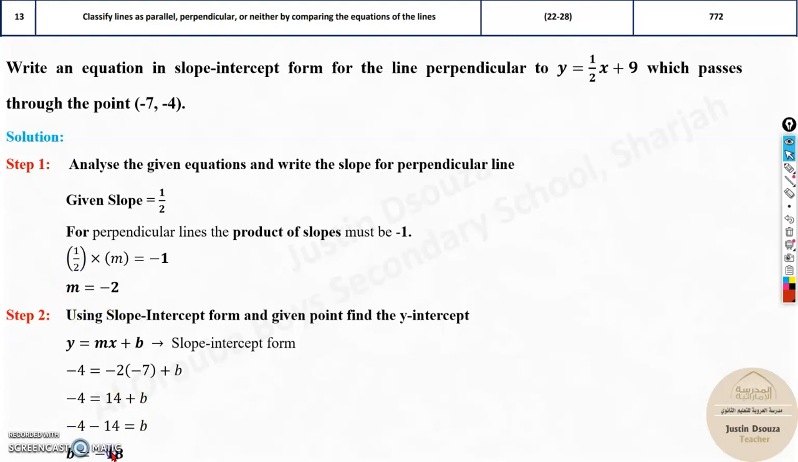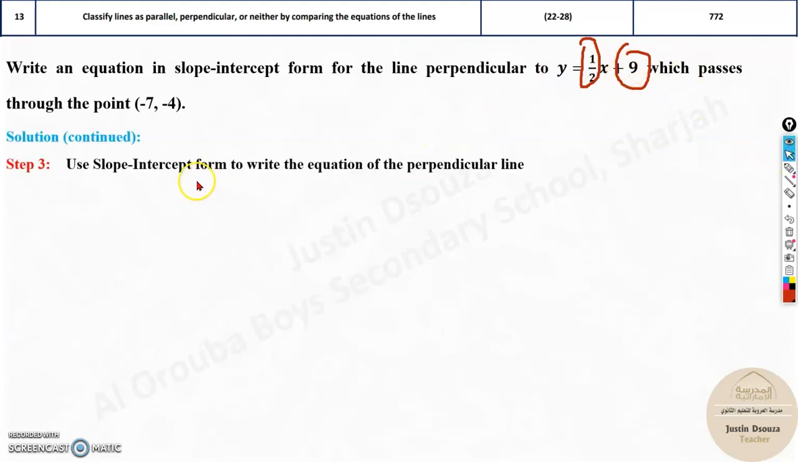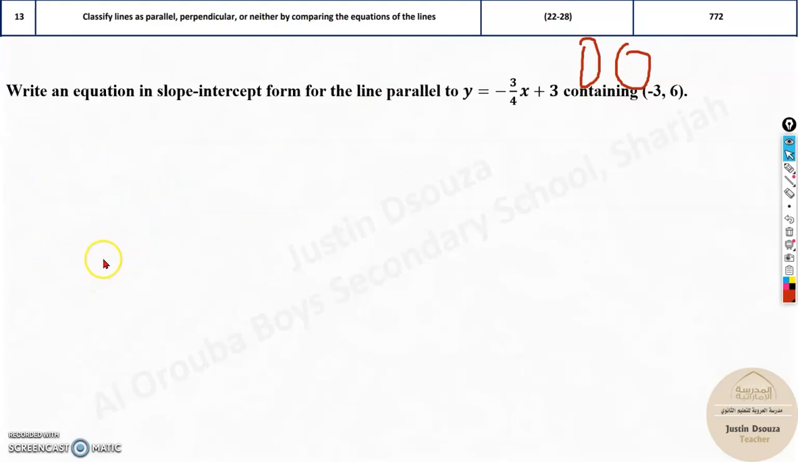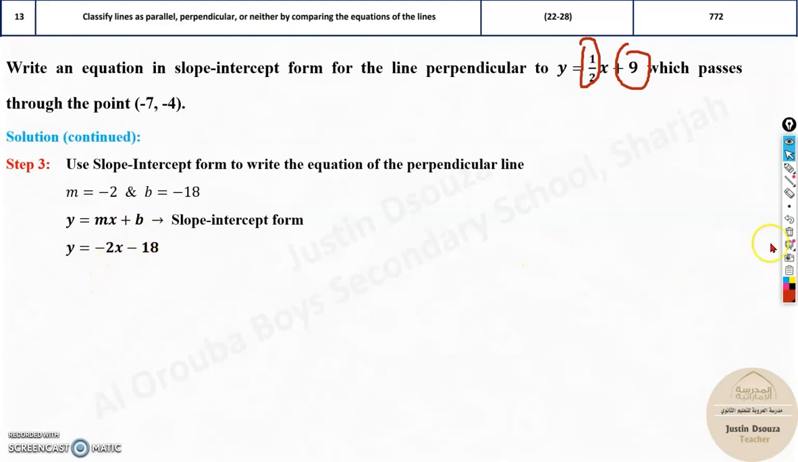We got the slope, we got the intercept. Now you can write the equation. See, the slope is known, the intercept is known. Just write y is equal to the slope x plus the intercept. Now use the slope intercept form again. We know m and b for the perpendicular line. So in slope intercept form, just substitute these values, class. That's the answer. This is how we find it.